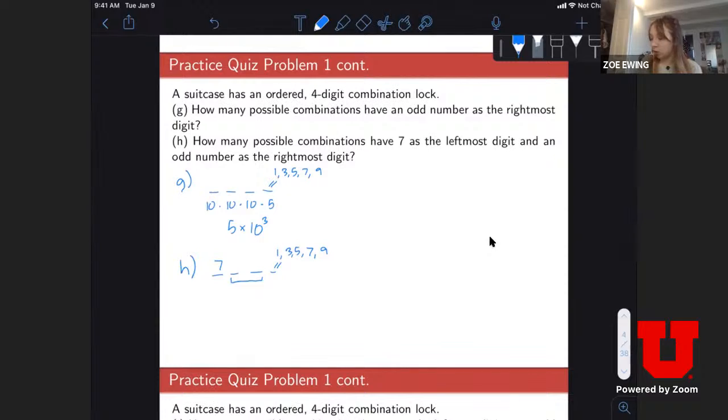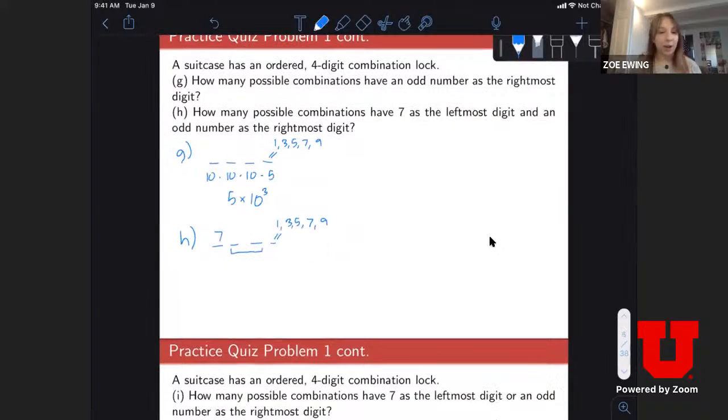Okay, so let's see. 10 squared, 10 squared times 5. Let me see if that... 10 squared times 5. Why does that not work? Oh wait, I was looking at the wrong thing. Yes, you're right. 5 times 10 squared.